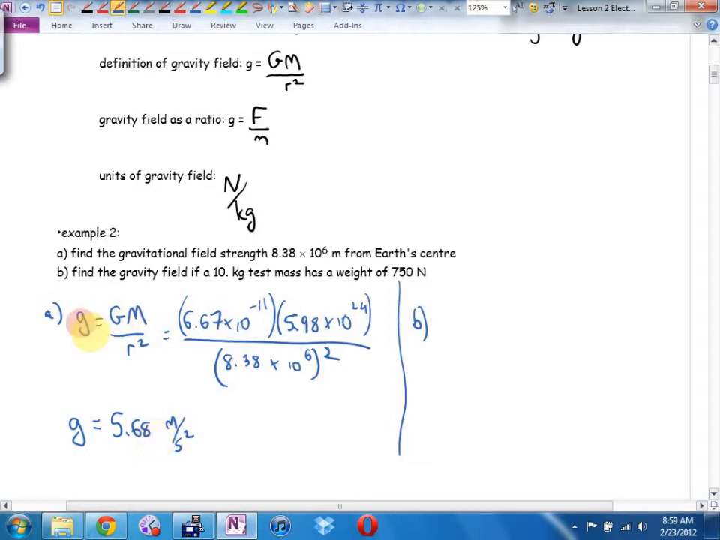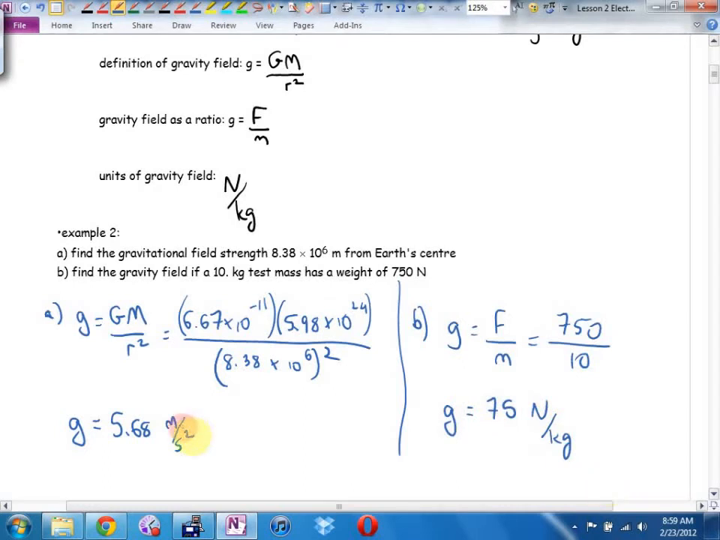So one way to calculate the gravitational field is if I tell you how big the mass is that's causing the field, the planet, and how far we are from it. Another way doesn't look at the planet, it looks at the mass that's in the field itself, the small mass. If I have a 10 kilogram test mass and the scale says it has a weight of 750 newtons, what's g? Well, g is equal to the force divided by the mass. It's going to be 750 divided by 10. The gravitational field strength here is 75 newtons per kilogram.